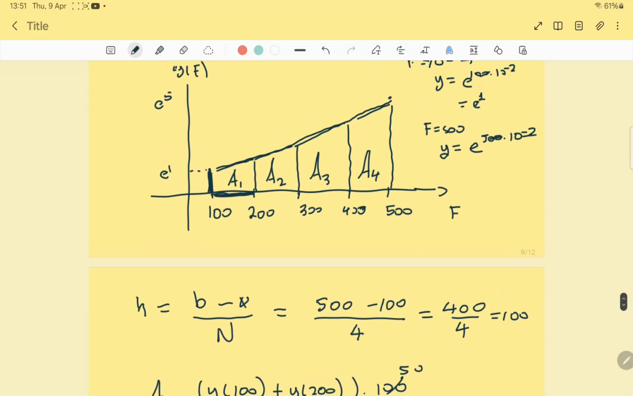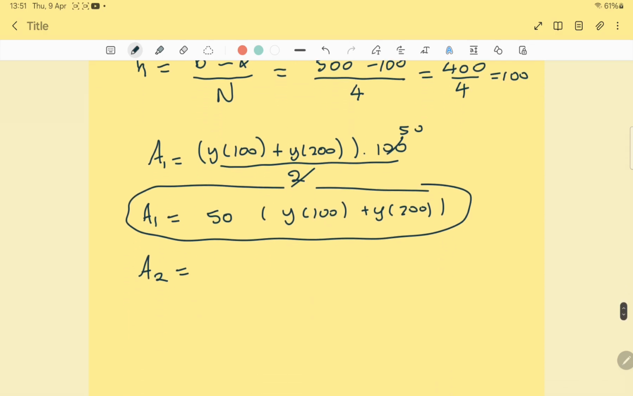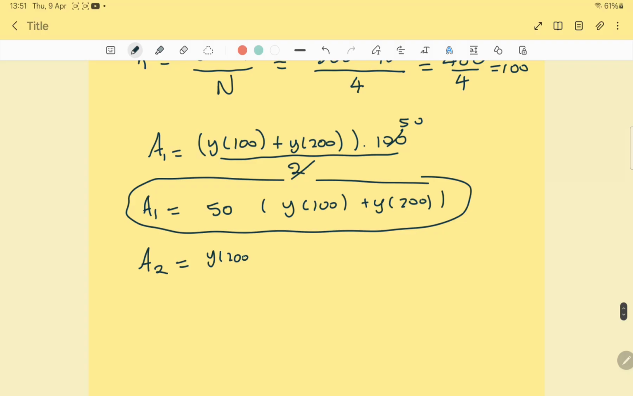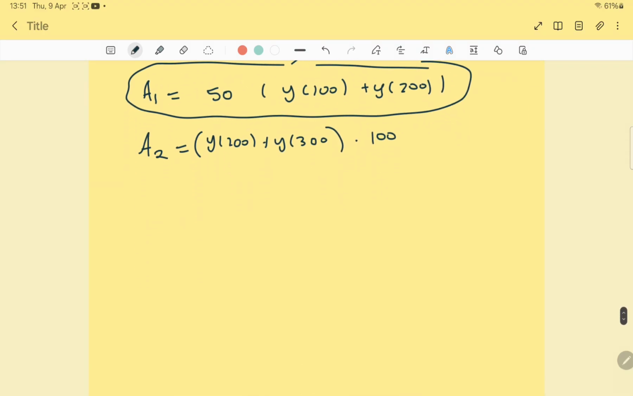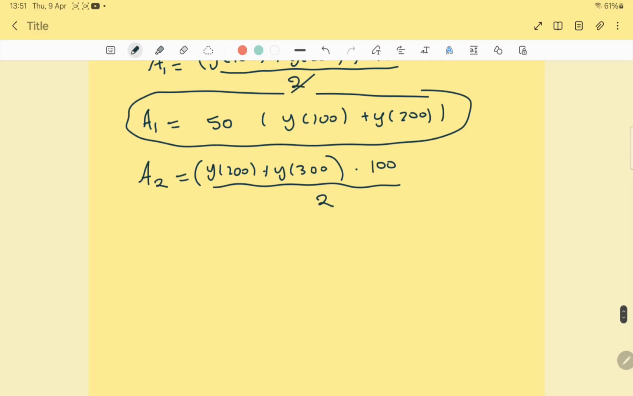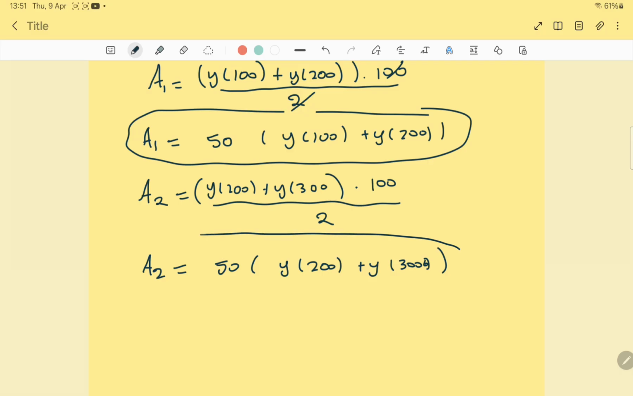A2 is going to be the small base plus the big base, so it's going to be y 200 plus y 300, times the height, which is 100, the height is this slice here, over 2. So A2 is going to be 50 times y 200 plus y 300. That's going to be A2.